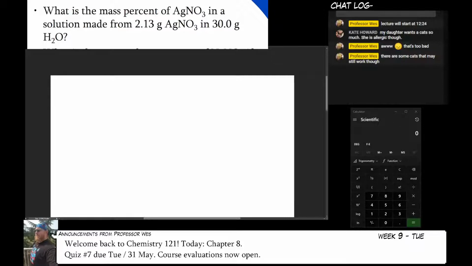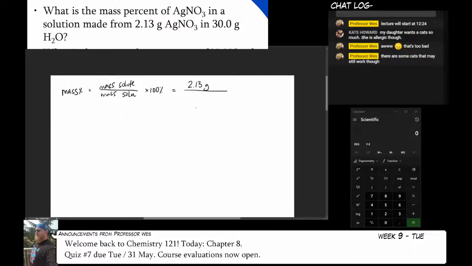All right, what is the mass percentage of silver nitrate in a solution made from these components? So we know that mass percentage is the mass of the solute over the mass of the solution times 100%. And so that's going to be, what's the solute? That's the stuff that we dissolve into our water. That's going to be that many grams of silver nitrate. That's our solute. And we're going to divide that by the mass of the solution.